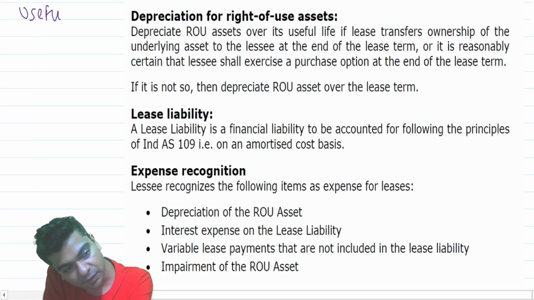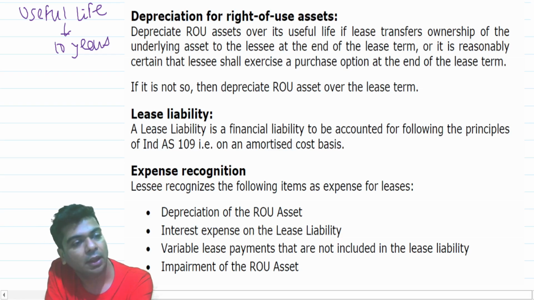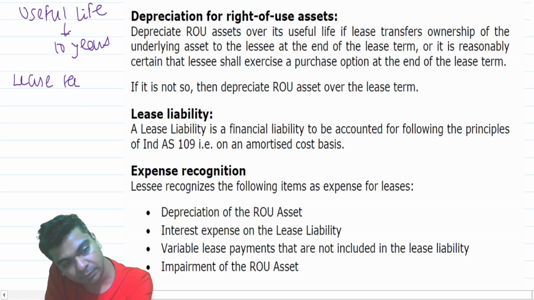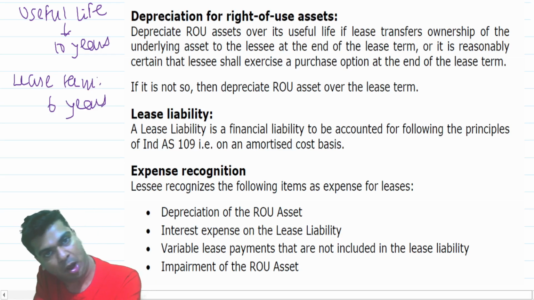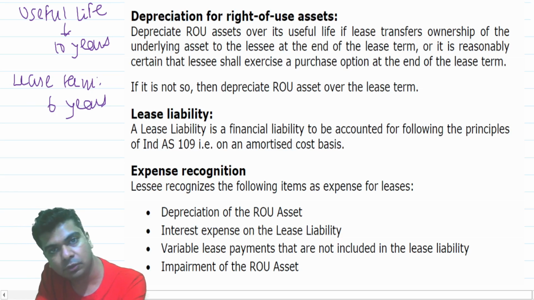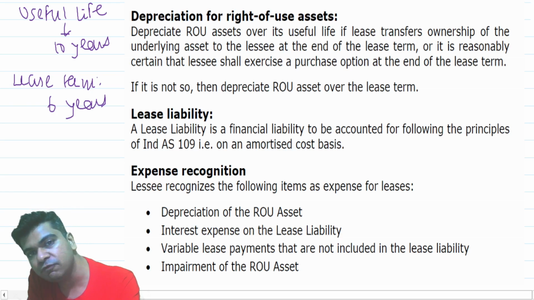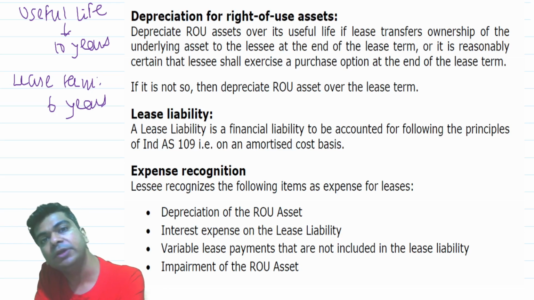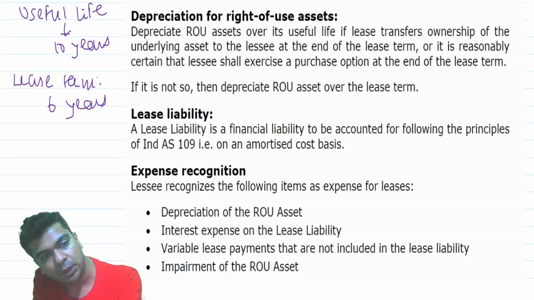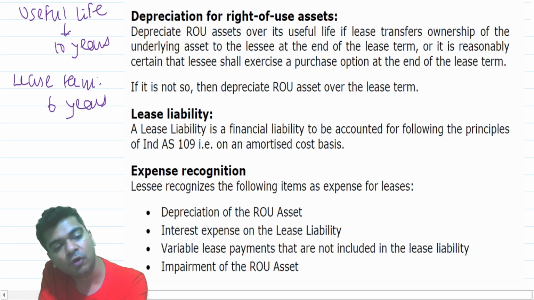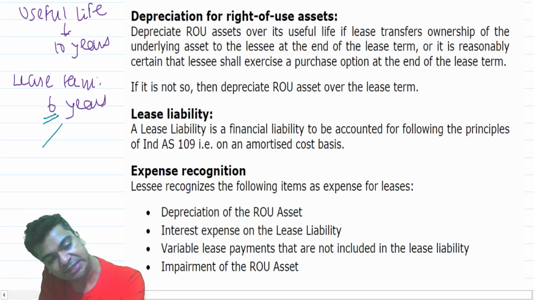There is an asset which has a useful life of 10 years. Okay, but your lease term is for 6 years. I have incorporated the ROU asset at cost. Should I provide depreciation for 6 years because that is my lease term, or should I provide depreciation for 10 years, which is the useful life? This will all depend upon what you will do at the end of the lease tenure. You are saying my lease tenure is for 6 years. What will you do after 6 years?